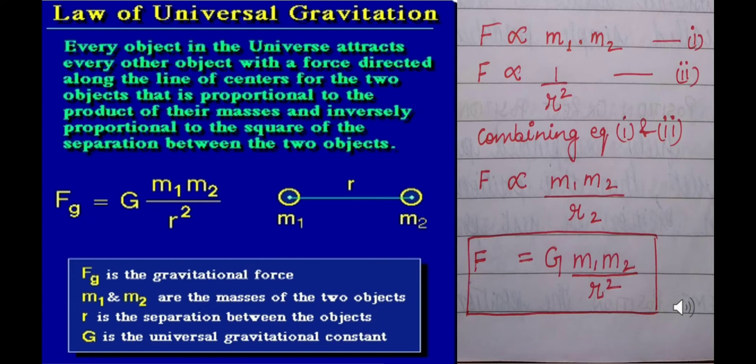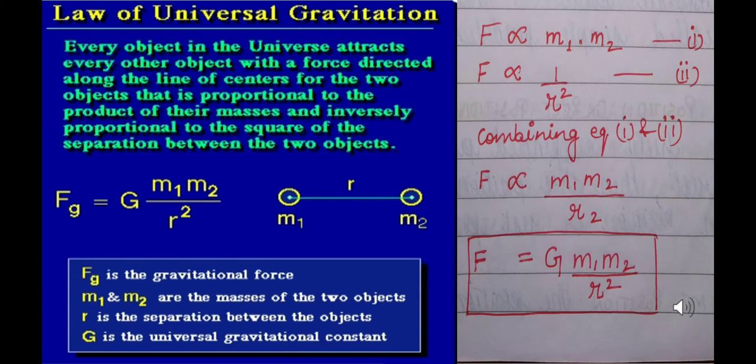According to the law, the first part says that F is directly proportional to the product of the masses. That means F is directly proportional to m1 multiplied by m2. Directly proportional means that when the product of the masses increases, the force also increases, and when the product of the masses decreases, the force also decreases.